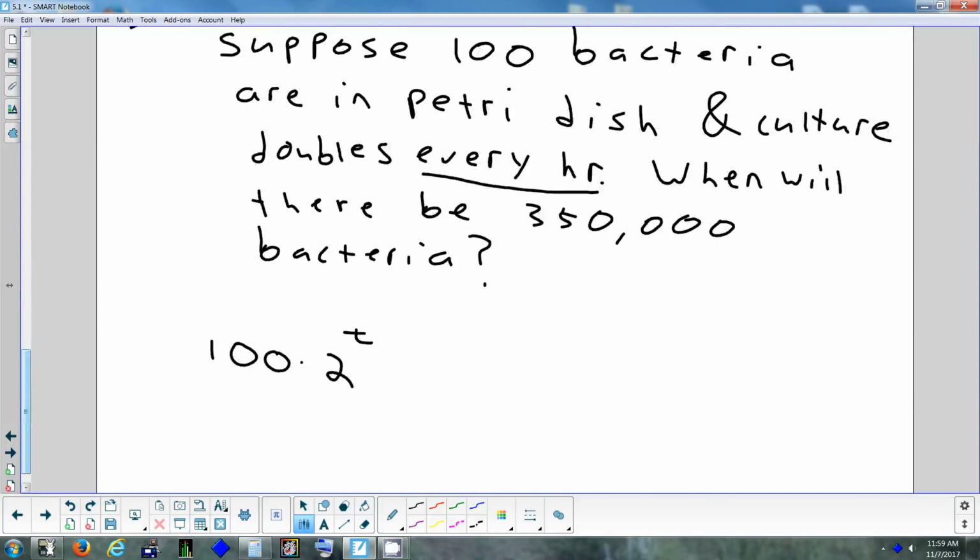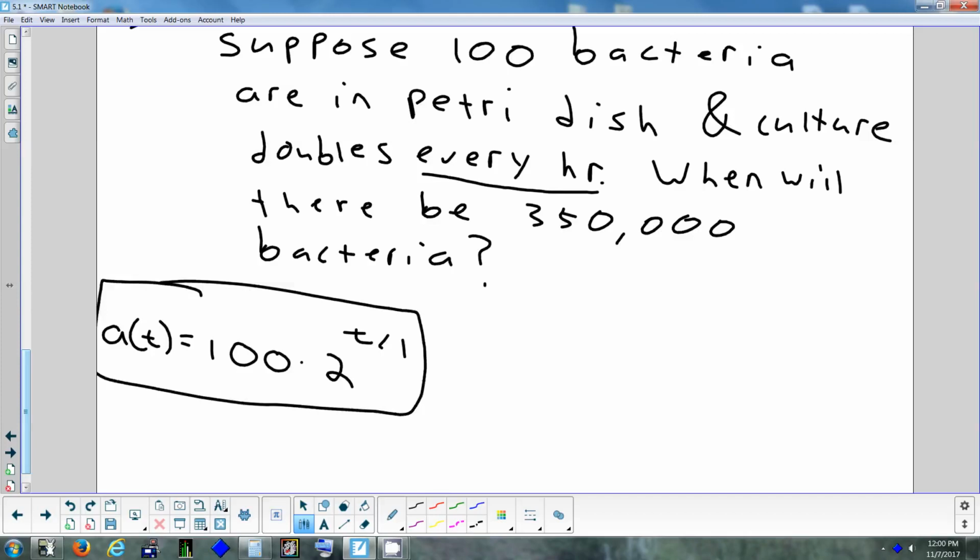How often is this doubling? Every hour. So it's really t divided by 1. So in this case, you don't need to put divided by 1. After 1 hour has gone by, it will have doubled 1 time. After 6 hours have gone by, it will have doubled 6 times. So the number of hours that have gone by is the same as the doubling period. So there's your formula.